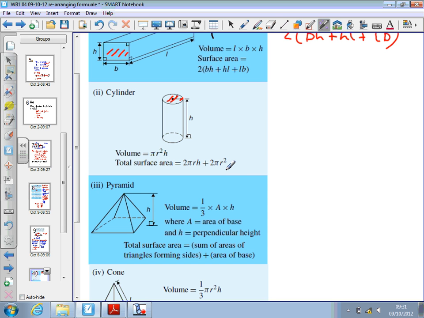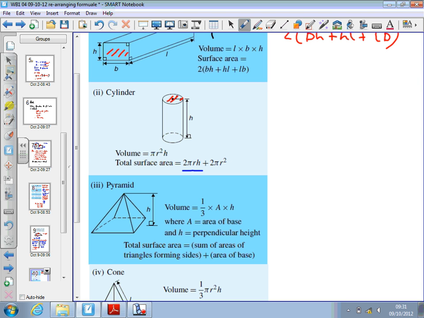Yeah, exactly right. So let's have a look. 2 ends, 2 pi r squared. So if it's an open-ended cylinder, then we don't include those ends. We only include this part of the formula here.